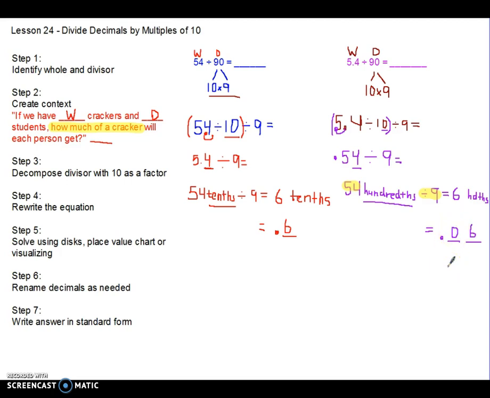So going back to my context, if we had 5.4 crackers and 90 students, each student would get 6 hundredths, or 0.06 of a cracker.